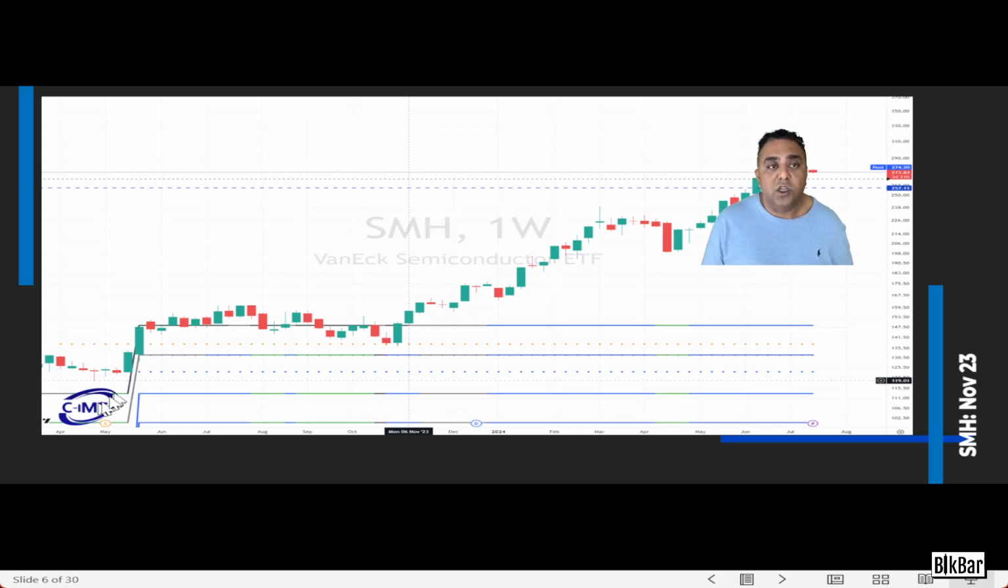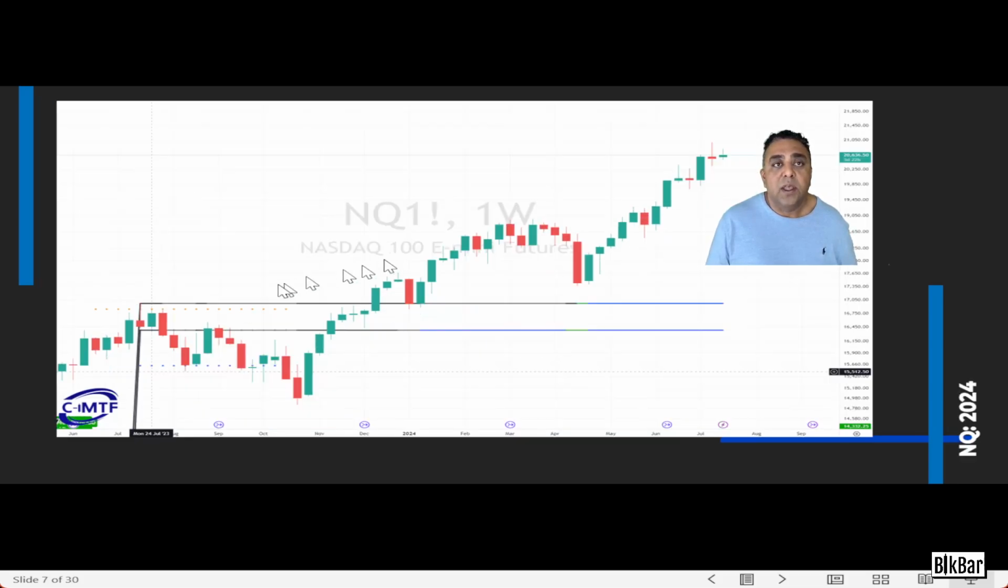Here's SMH. And you can see here, this is January of 22. The brackets moved, it kind of consolidated. Eventually, it went above these four brackets here and started a nice bullish trend there. This is NASDAQ on the weekly time frame. This is a current chart of NASDAQ here. And you can see here, this is going up.